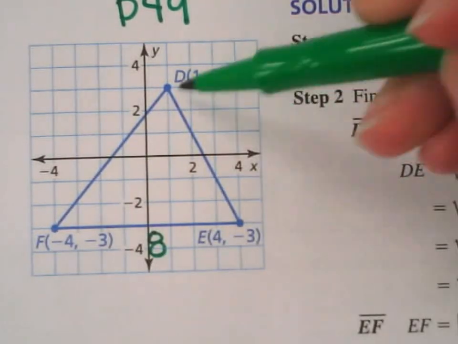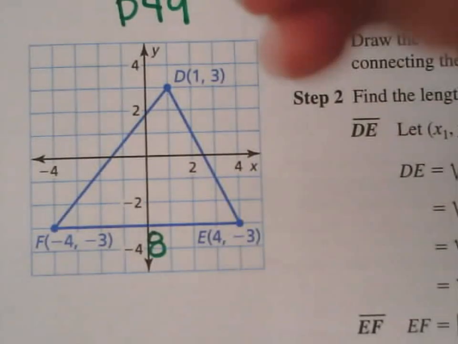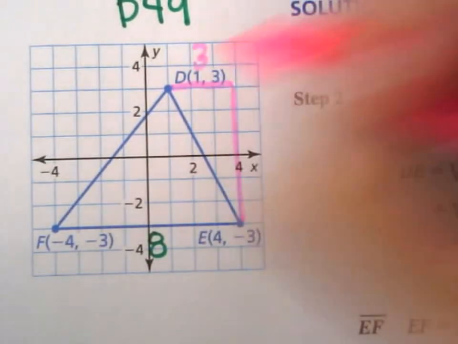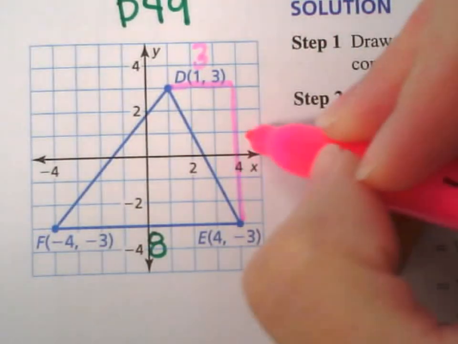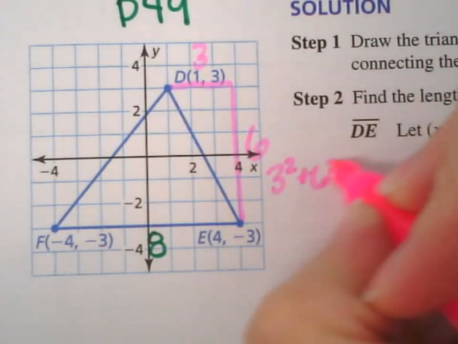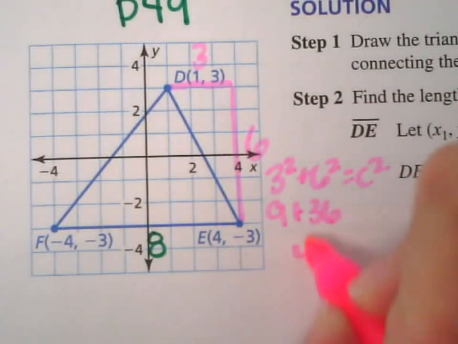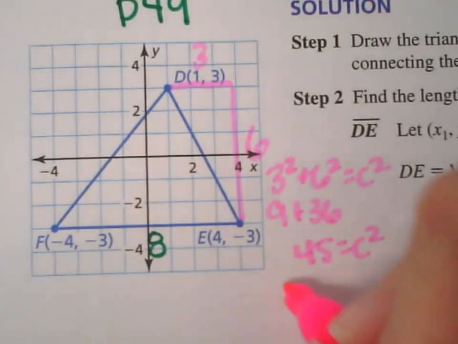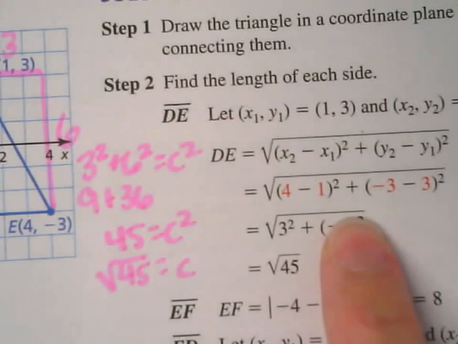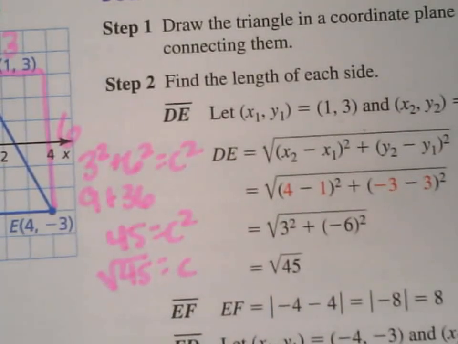And then these are slanted. When they're slanted, you're going to have to do either the distance formula or the Pythagorean theorem. So think about if you made a little triangle out of this. This distance here would be 3, and this distance here would be 6. So I could do the Pythagorean theorem, 3 squared plus 6 squared equals c squared. Then I'd have 9 plus 36, which gives me 45 is c squared, and I'd take the square root of 45 for c, which is the same work they did over here with the distance formula. So either way you get the same answer, it just depends which method you like.